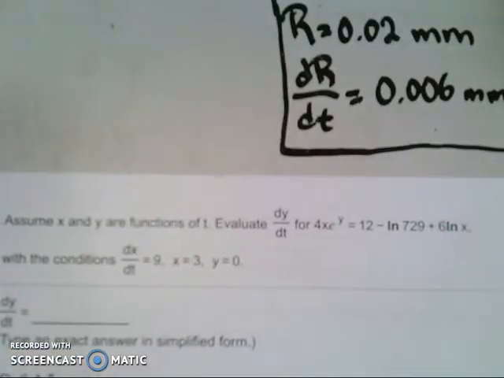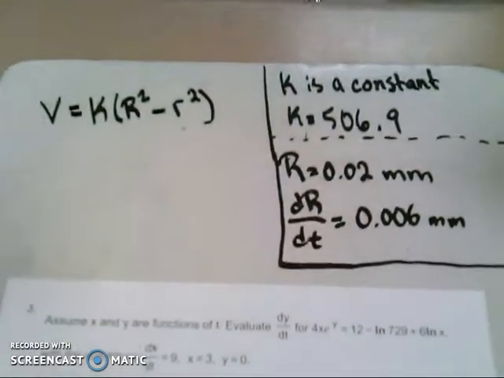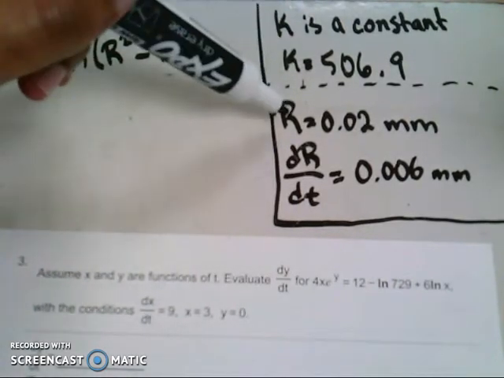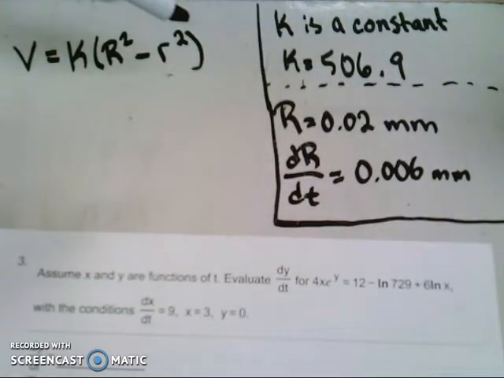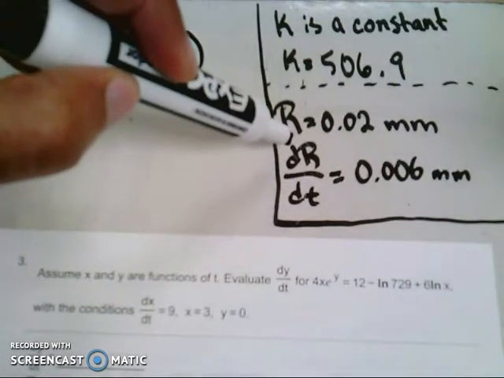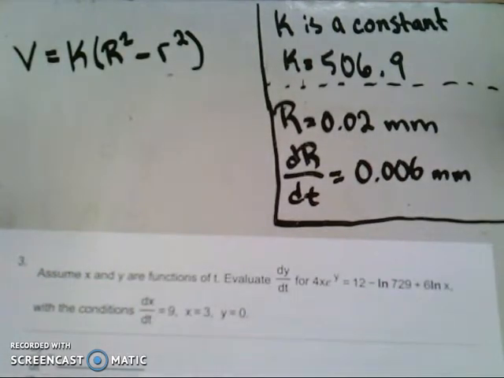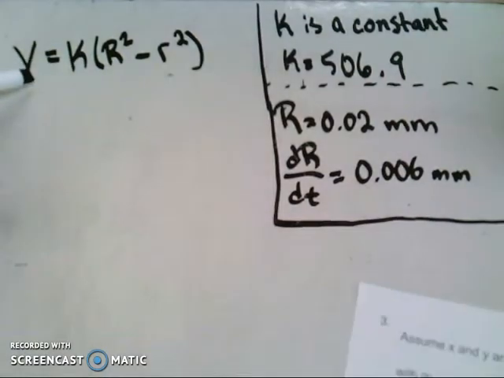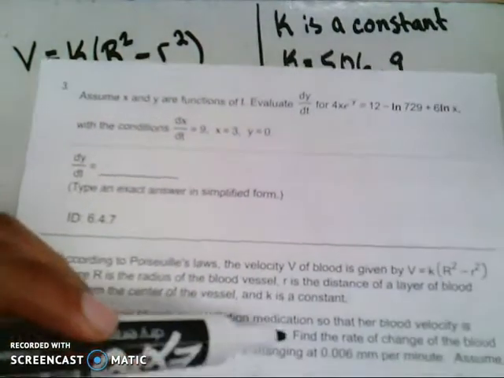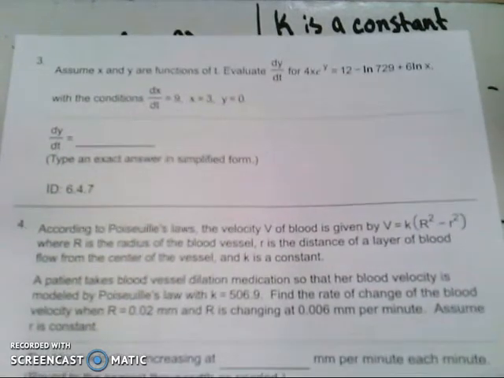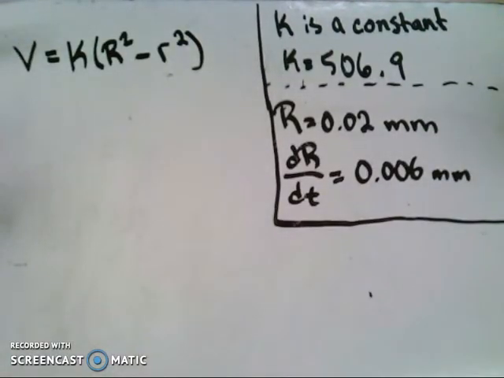So I have all of that written out here for the problem. So we have the equation. Again, K is a constant. They tell us that it's 506.9. They tell us capital R is 0.02 millimeters. And they tell us that R is changing at a rate of 0.006 millimeters. So we want to find, it's saying find the rate of change of the blood velocity when those conditions apply. So we want to find dV/dt with these conditions that are given.